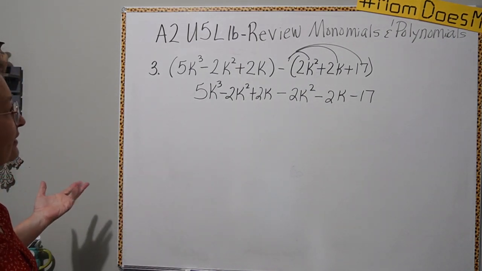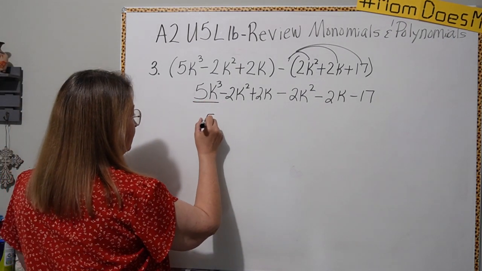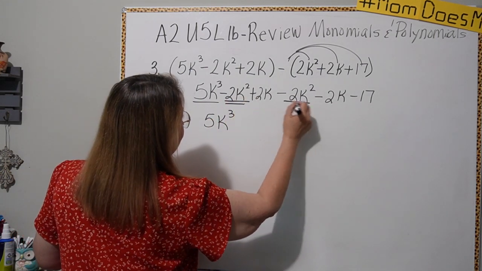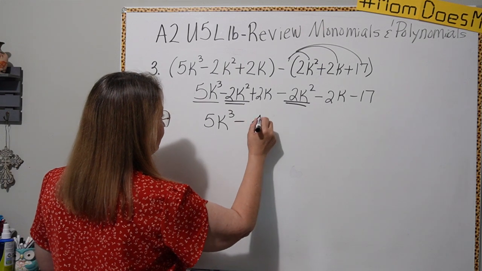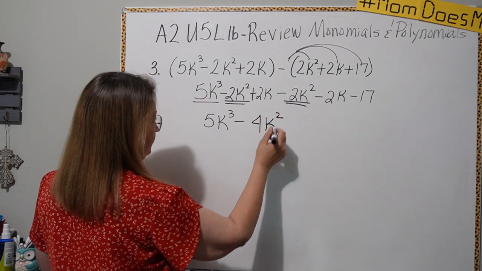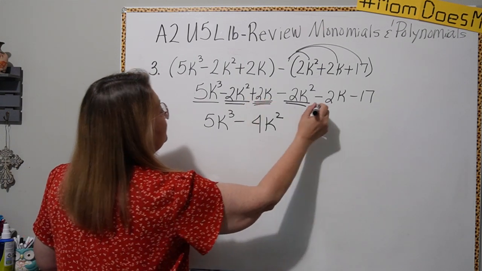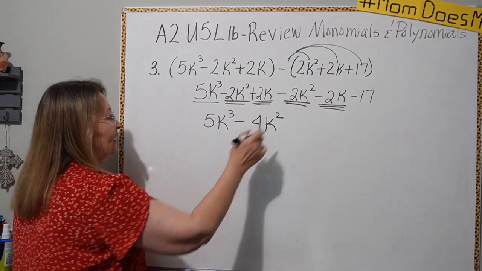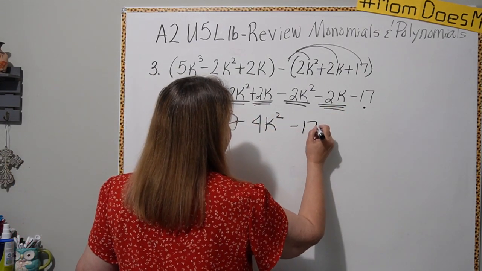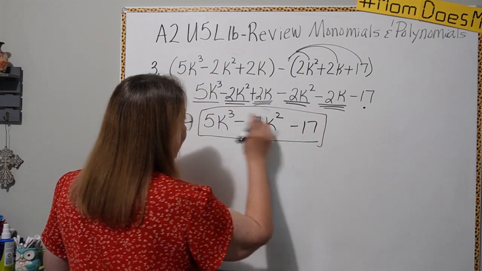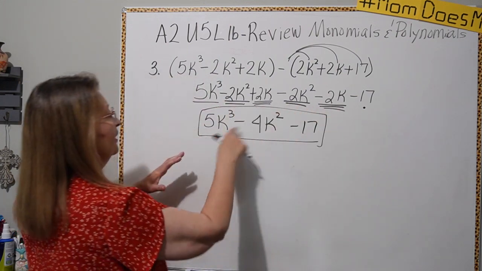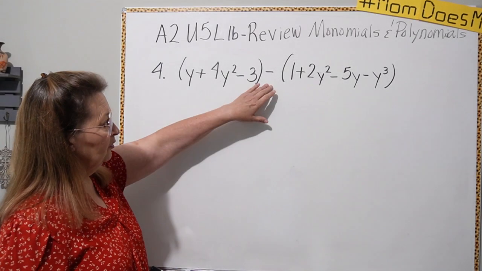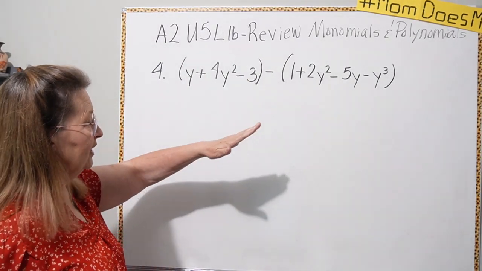All right, now let's combine. There is nothing to combine with the 5k to the third. The minus 2k squared and the minus 2k squared makes minus 4k squared. Then plus 2k and minus 2k, that's 0, so I don't have to put anything down. And I have the minus 17 left. I always check back to be sure I've used every number and that everything's in standard form. Good to go. Okay, we see number 4 is also a subtraction, so we're going to be careful.